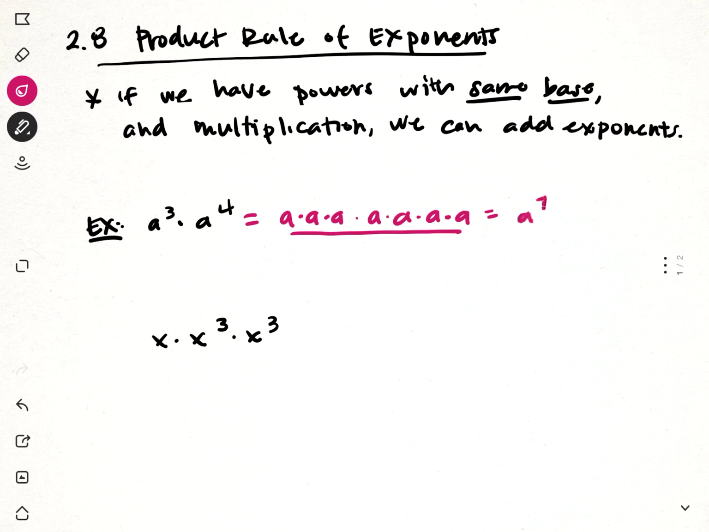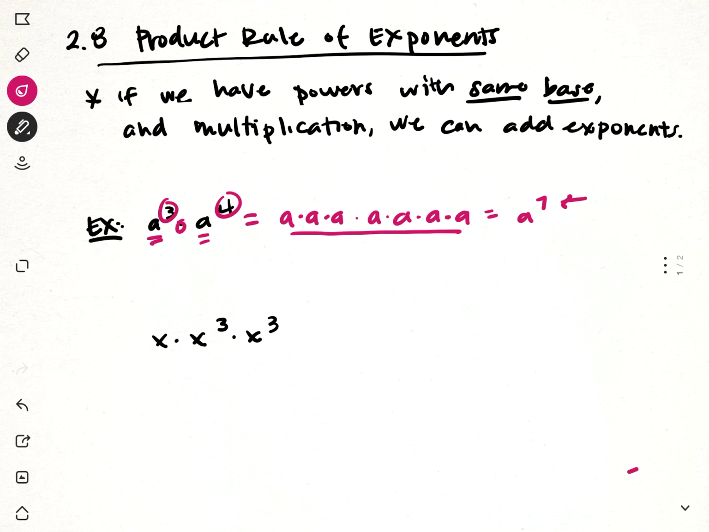So what they're saying with the product rule is we can take our exponents as long as we have the same base, which we do. And if we have a multiplication, we can just add those exponents. So 3 plus 4 gives us 7. Let's look at the second example.